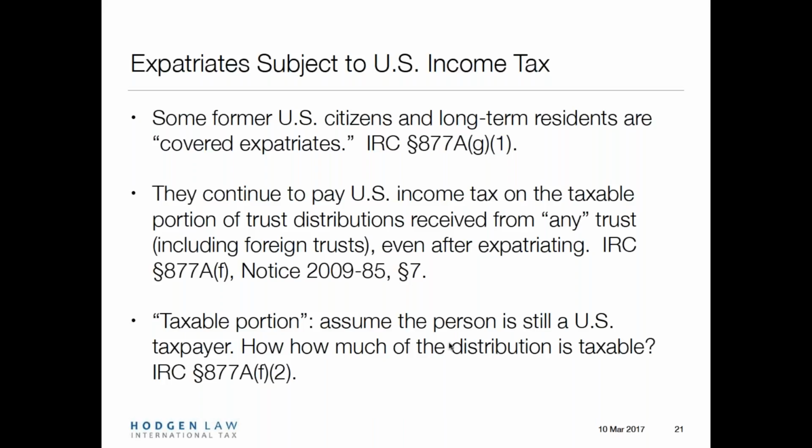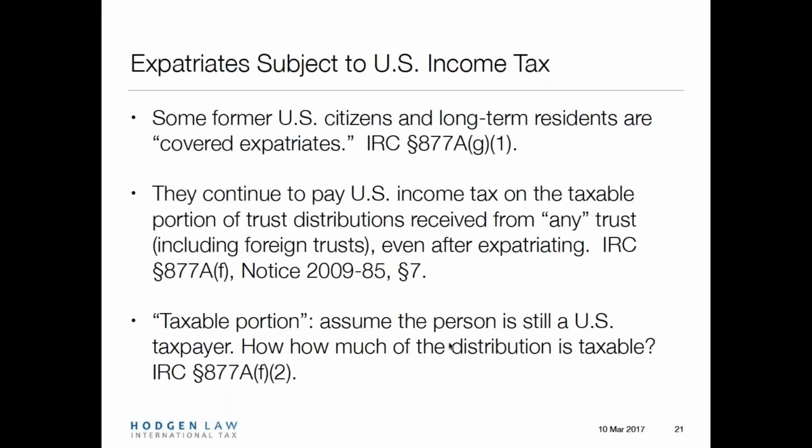For trust distributions from non-grantor trusts, they continue to be responsible for paying U.S. income tax on the taxable portion of the distributions they receive from any trust, including foreign trusts, even after they expatriate. So someone is no longer a U.S. citizen, living outside the United States, receiving distributions from a foreign non-grantor trust, and Uncle Sam says, "Give me some of that." The way they figure out how much Uncle Sam wants is you figure out the taxable portion of the distribution. And for that, you pretend that the person is still a U.S. taxpayer, and you do the math and you figure out what the taxable portion of the distribution is.